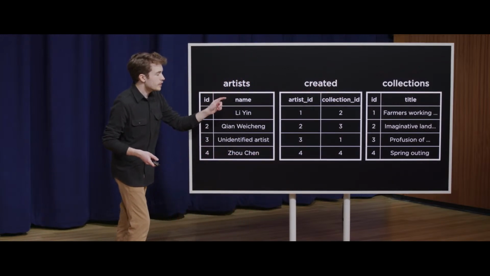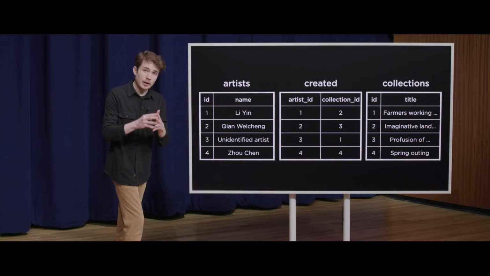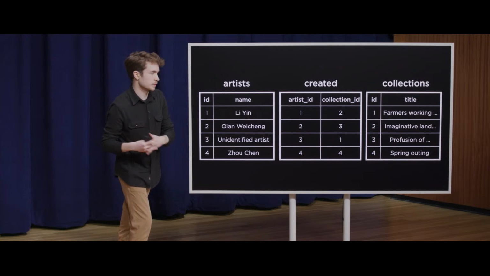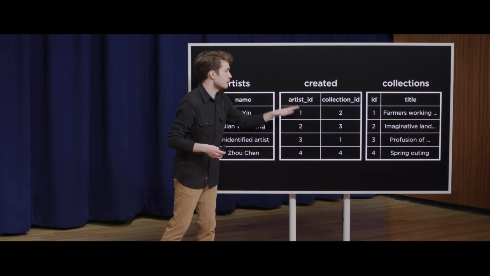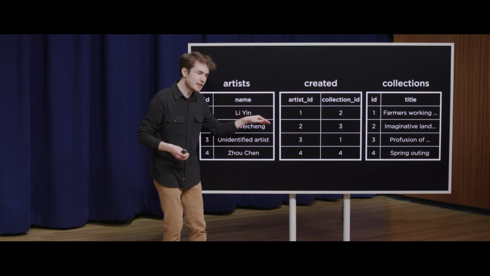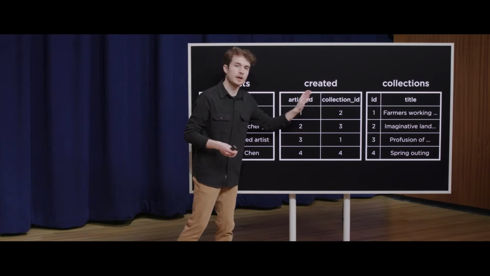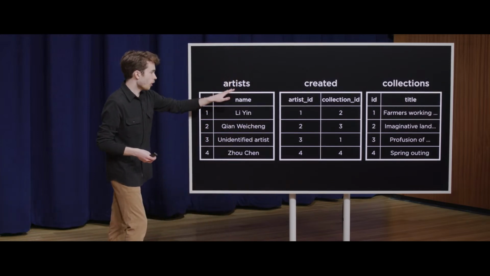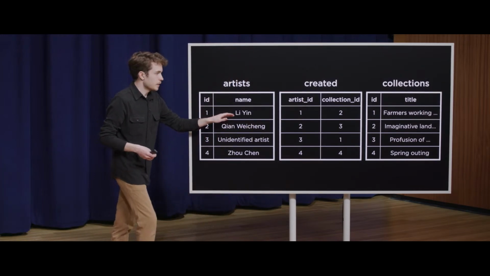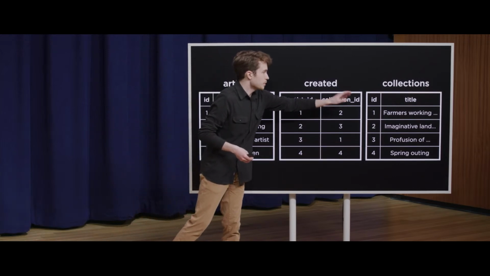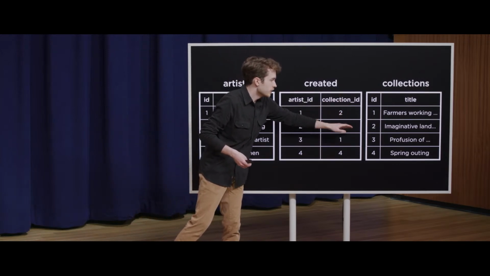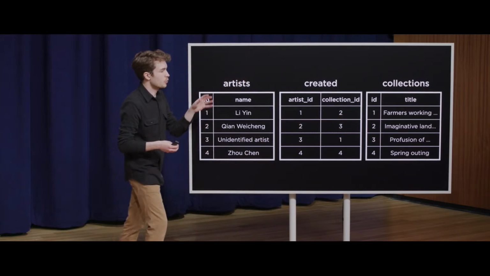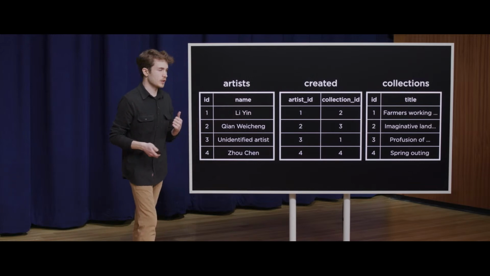Now, in the middle is this table created that represents the relationship among artists and items in the collection. Here, on the first row, we see the artist ID of 1 created the piece of art with the collection ID of 2. So who did what here? Well, we can see that the artist with the ID of 1 is Li Yin. Li Yin created this piece of art with the ID of 2, which is Imaginative Landscape. So we can kind of relate, in this case, artists with collections, as we saw just a few weeks ago.